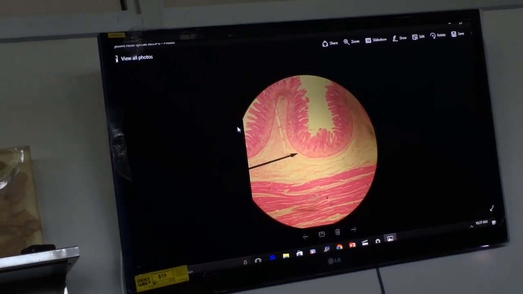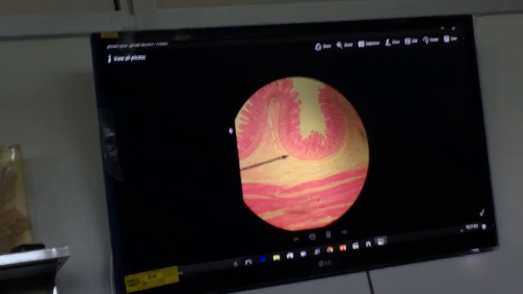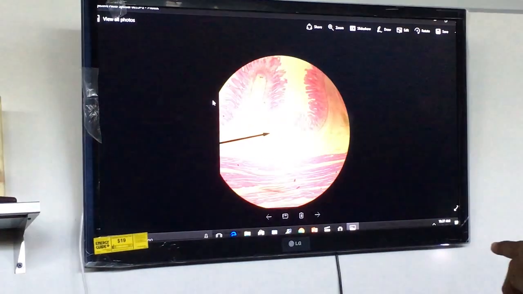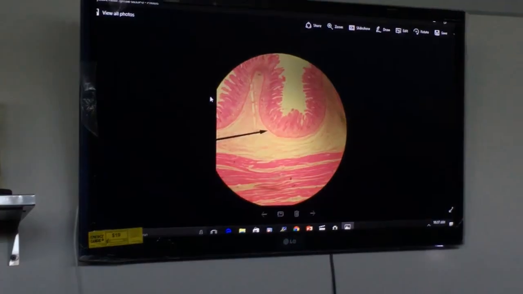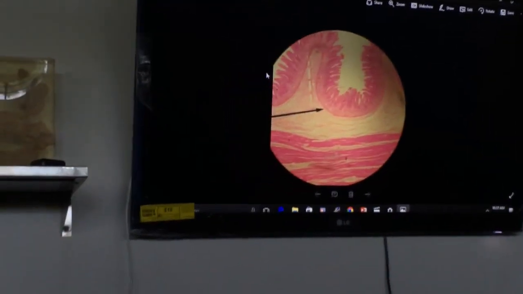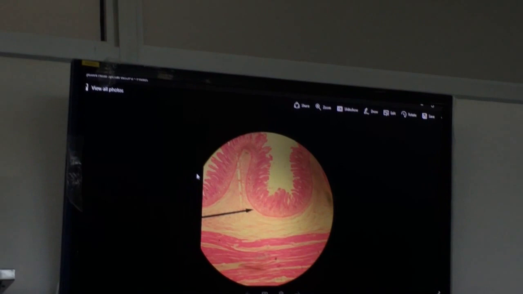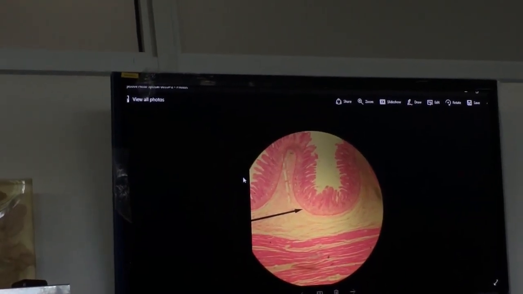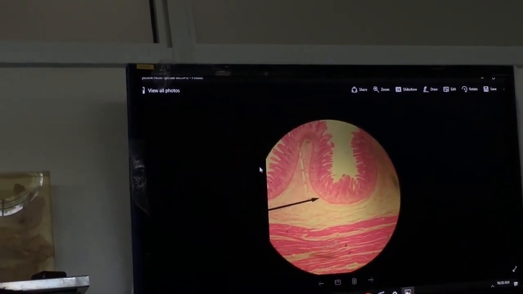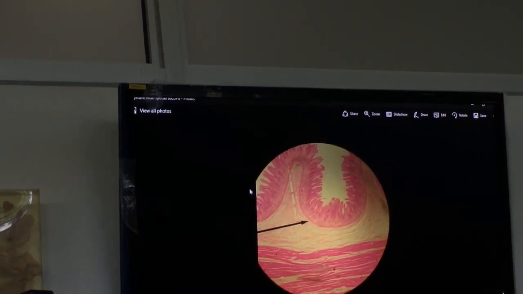Okay. So what about those folds, the plicae circulares? Those are rugae. And as a matter of fact, guys, look here. You see that inner circle you're looking at? To me, that's thick. And anytime the inner circle is thick, it's pyloric stomach.